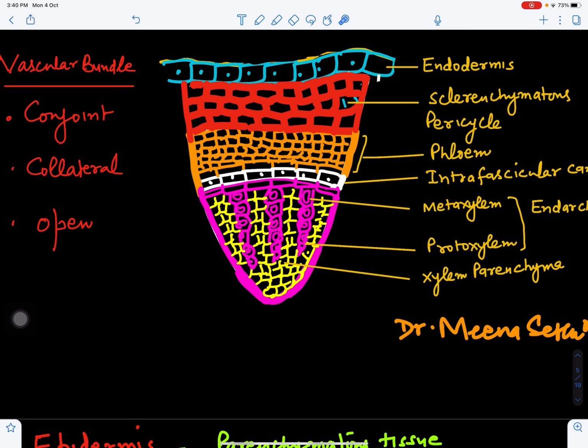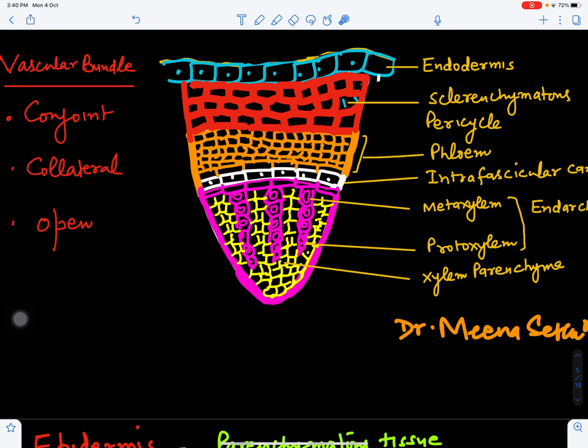Later on, when growth takes place isodiametrically, secondary phloem and secondary xylem are cut, so that secondary growth will be occurring with the help of this cambium. And because of the presence of cambium in between phloem and xylem, this is called as open type.